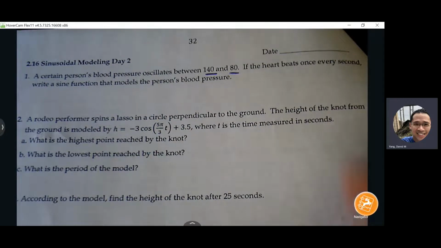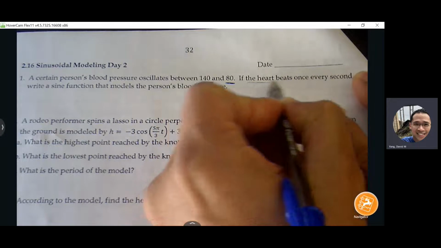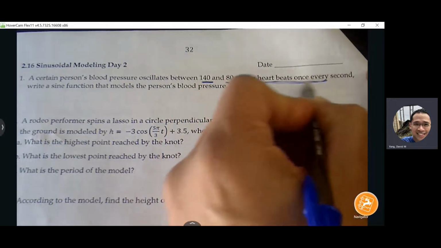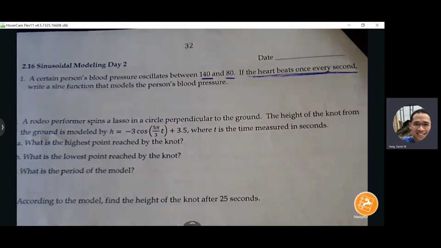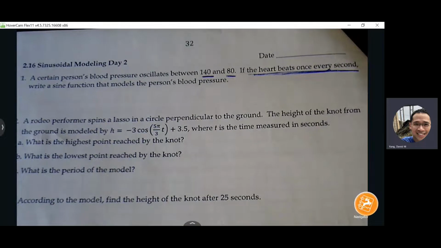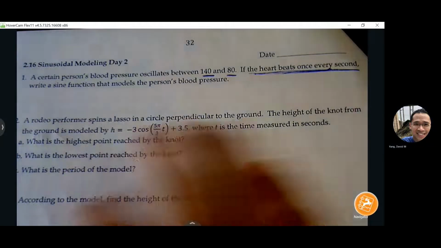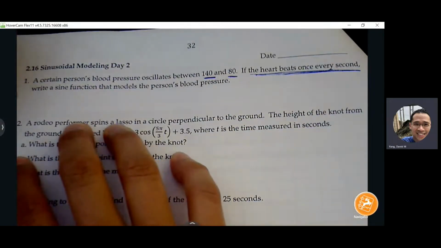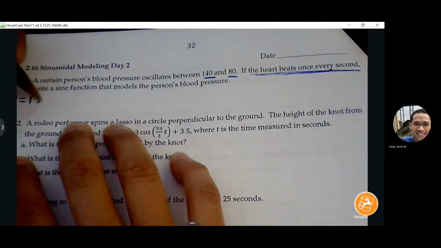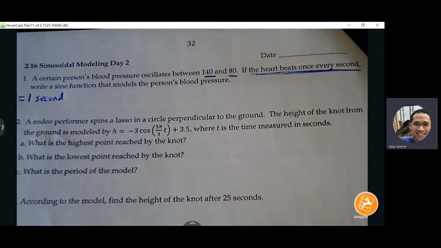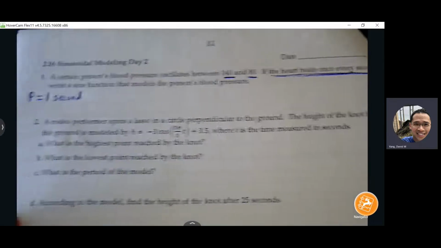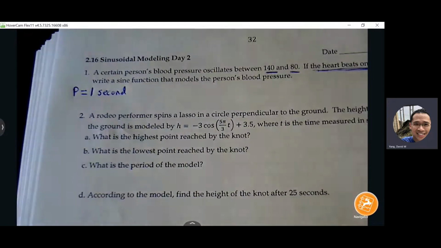Okay. So next, the heart beats once every second, so think of a heartbeat as 1 cycle, and therefore 1 cycle is 1 period. So period equals 1. Just reading. So period is equal to 1. Write a function that models the person's blood pressure. From this, t equals 1 second, we can find our b value.